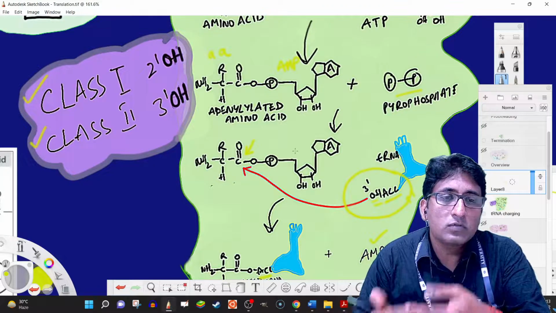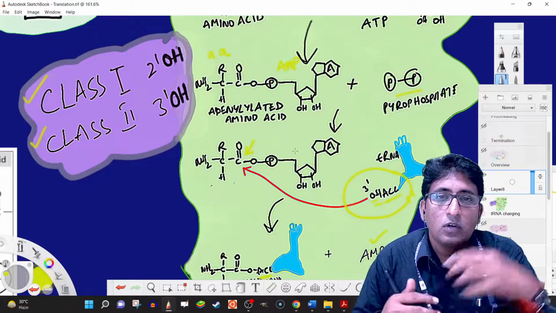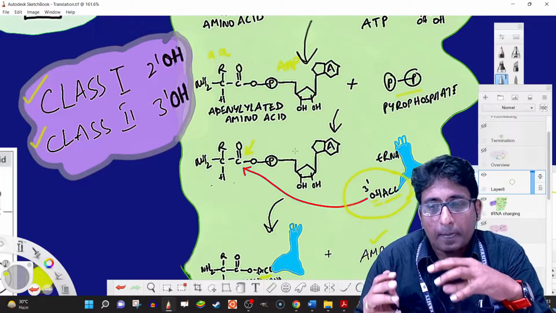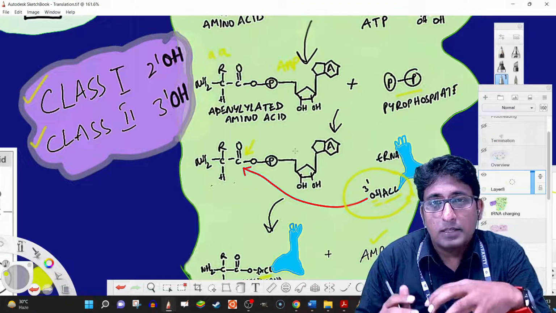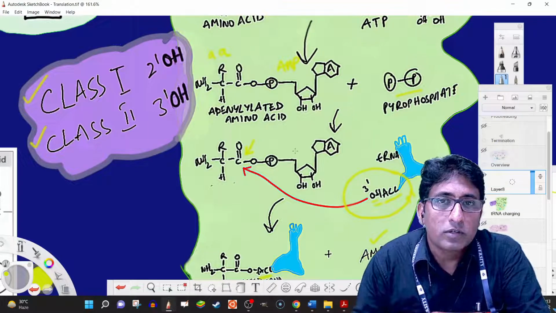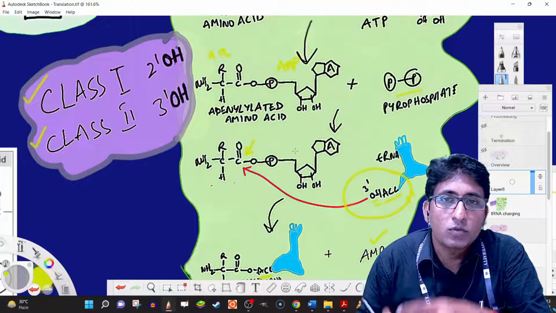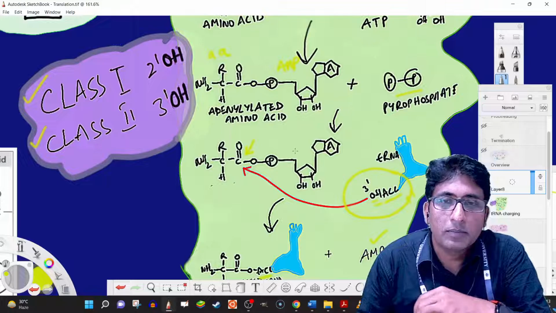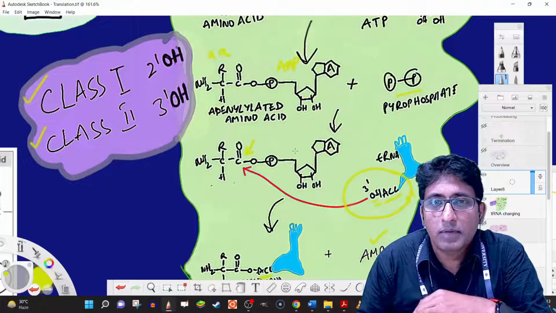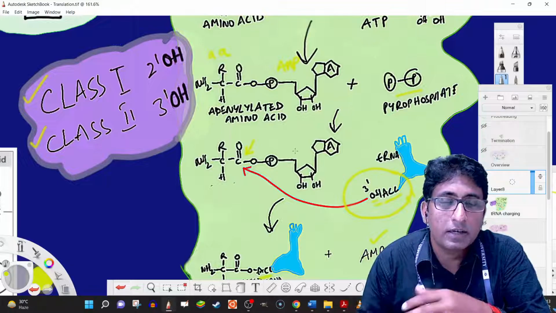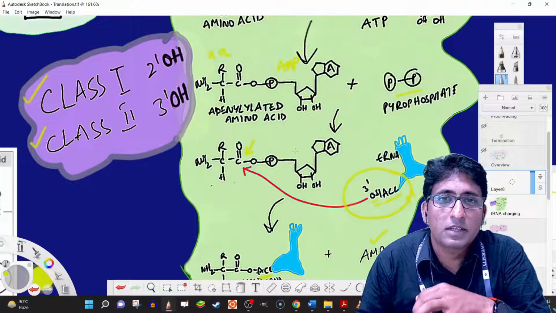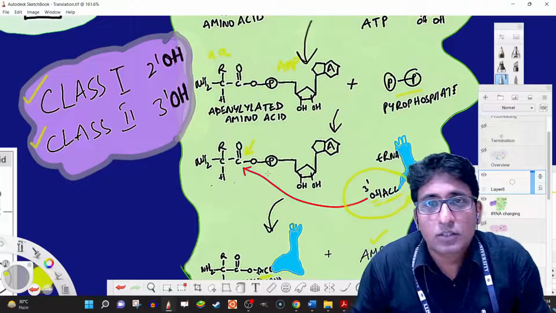However, to distinguish between class 1 and class 2, which of these carbons the amino acid is first added to is what we are going to count on. If it is on the 2' OH, then we call them class 1, and if it is the 3' OH of the adenine at the 3' end of the tRNA, we call them class 2.